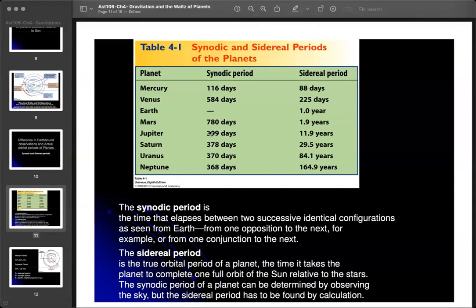Something else to notice as we are moving towards the more and more outer planets, the synodic period gets closer and closer to 365 days. And the reason for that is that these outer planets move so slowly that the Earth completes its orbit and comes back into the same position. So you go from one opposition to the next in a year, and that outer planet has moved barely.